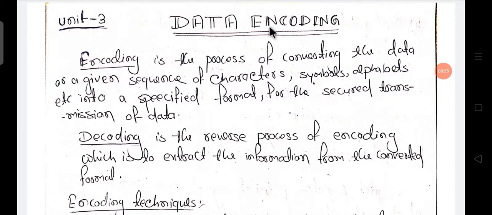Encode is the process of converting the data or a given sequence of characters, symbols, alphabets, etc. into a specified format for the secure transmission of data. Previously, we have said that for security purposes, for secure transmission of data, we use coding.